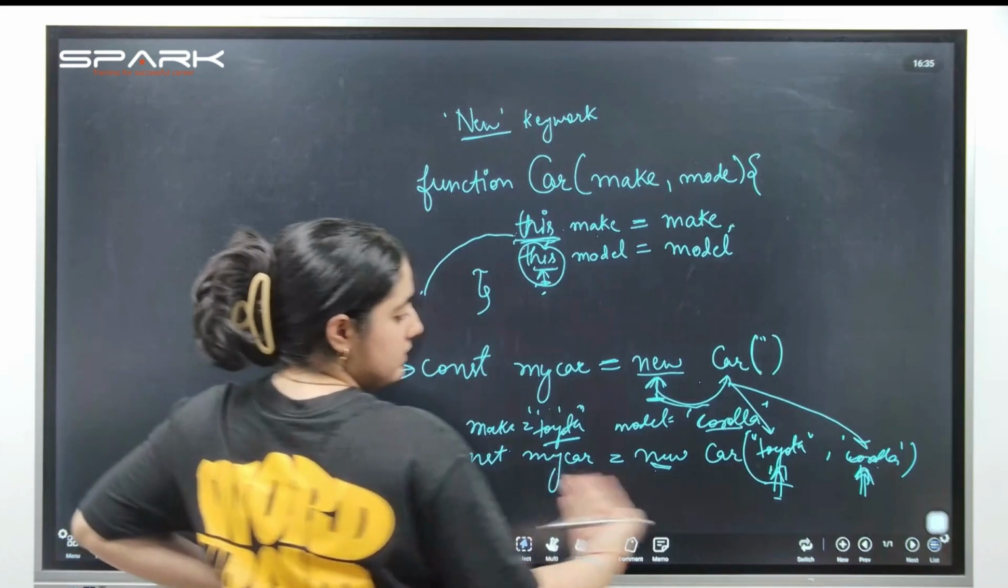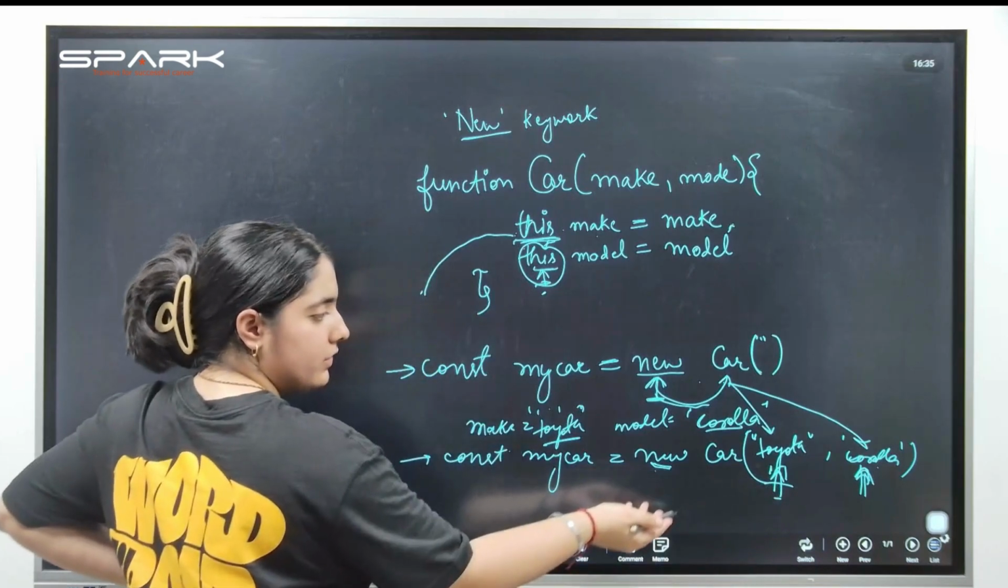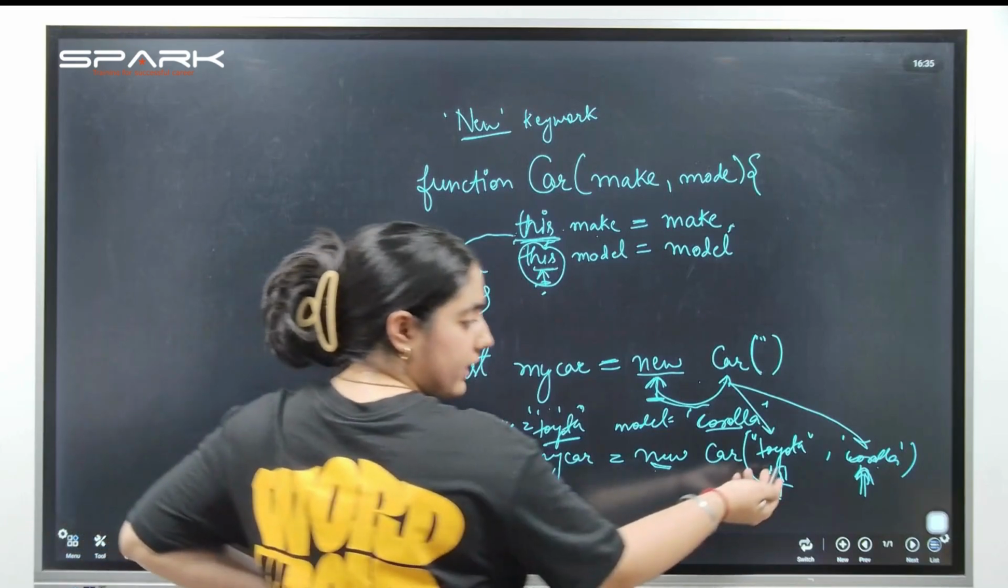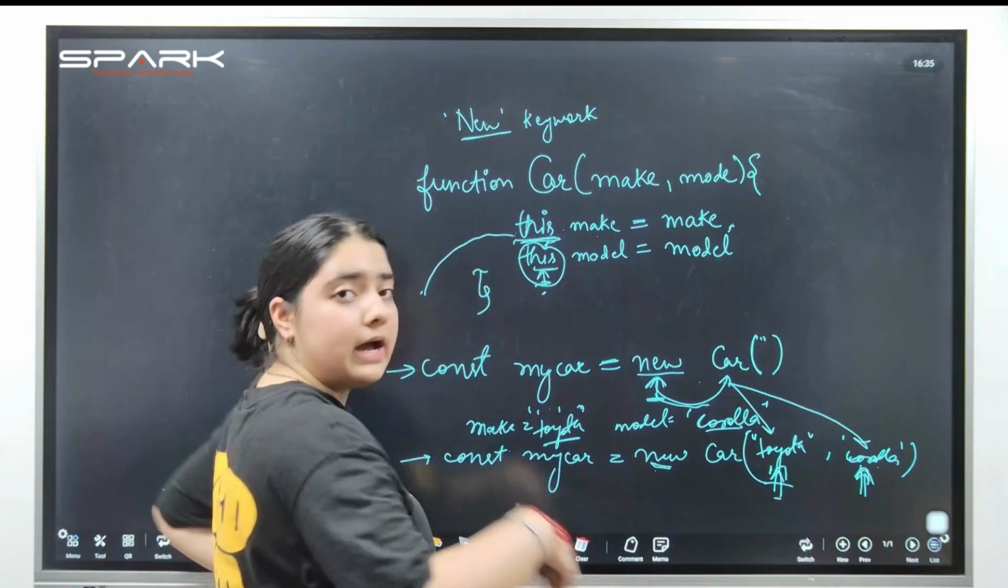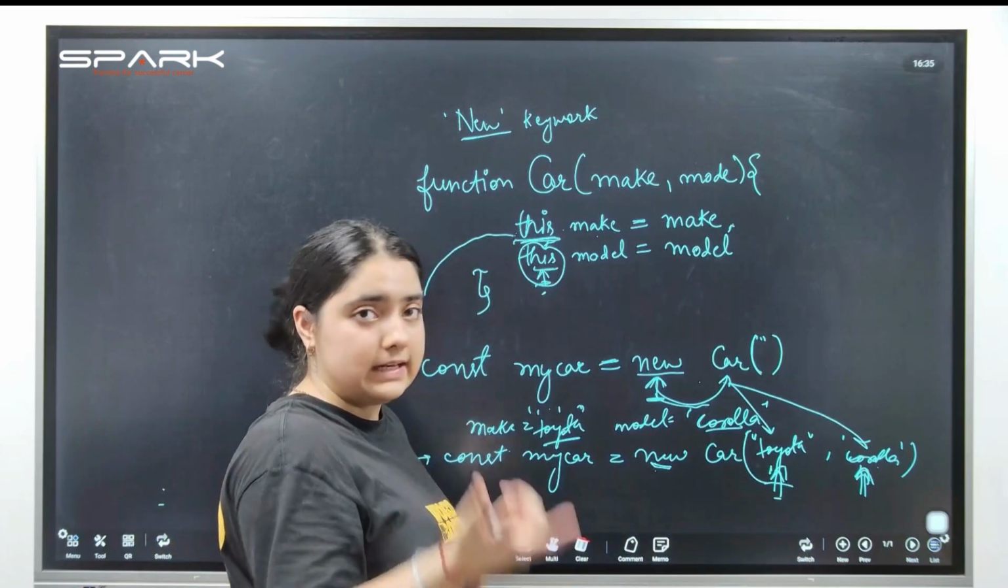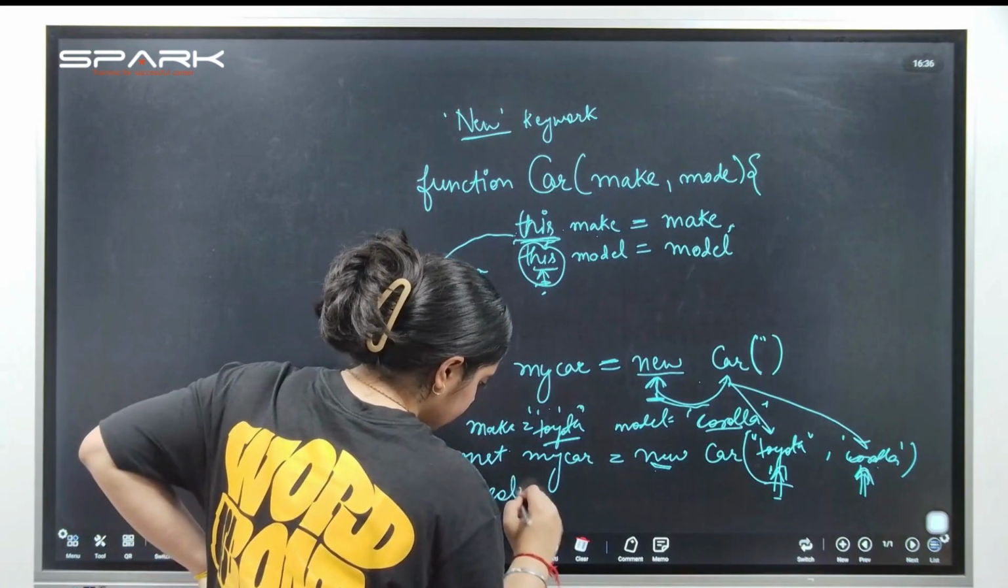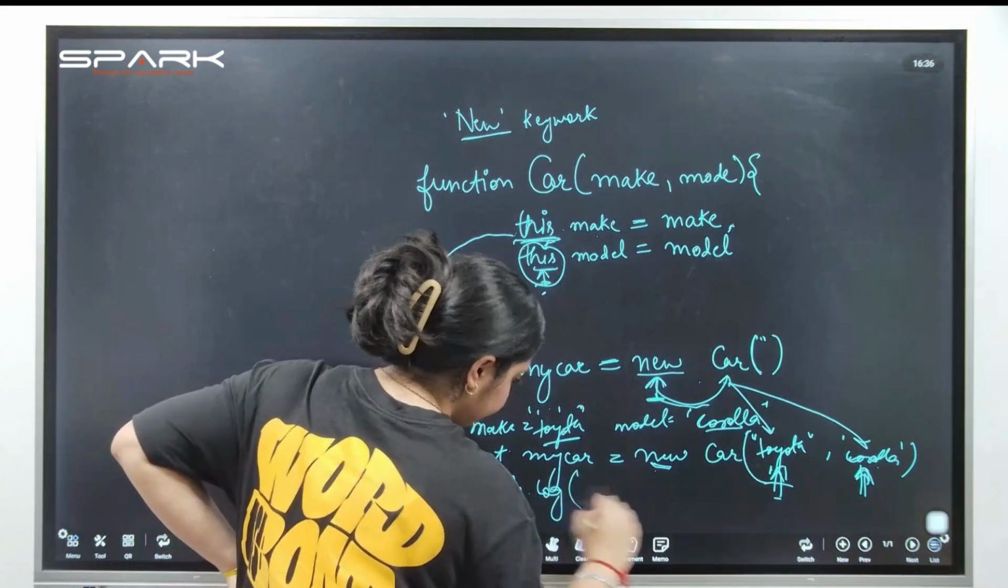So now this is how we create an object. We have created an object, and now I want to know the value of make. Here I have taken the value of make as Toyota, but I want to see the value of make in an output. So for that, we'll do console.log.